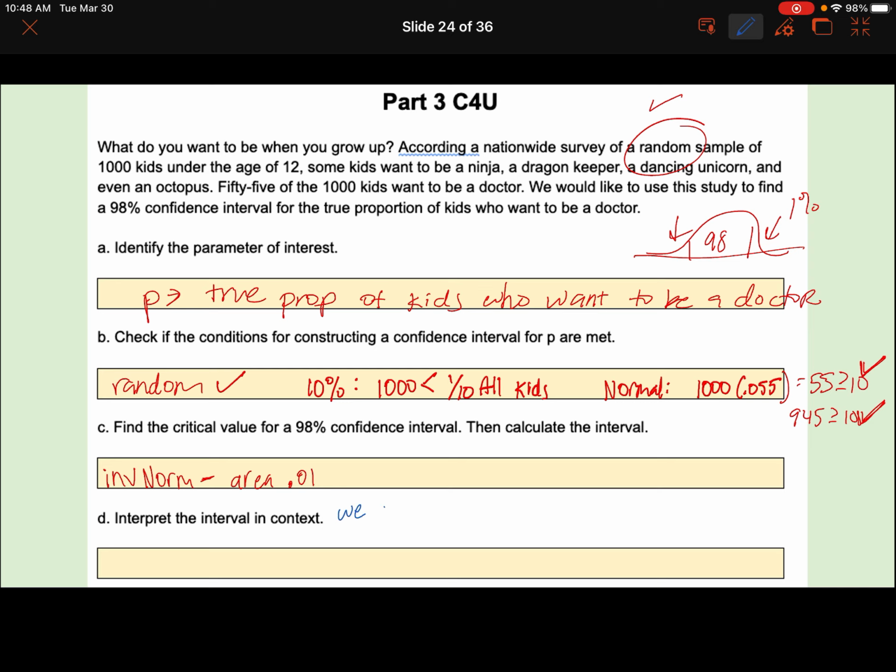We are 98% confident that the interval from 0.038 to 0.072 contains the true proportion of kids who want to be a doctor. All right, part 3 is done.